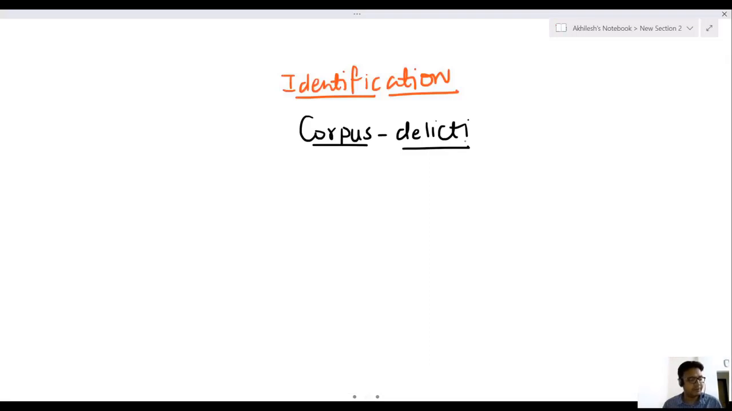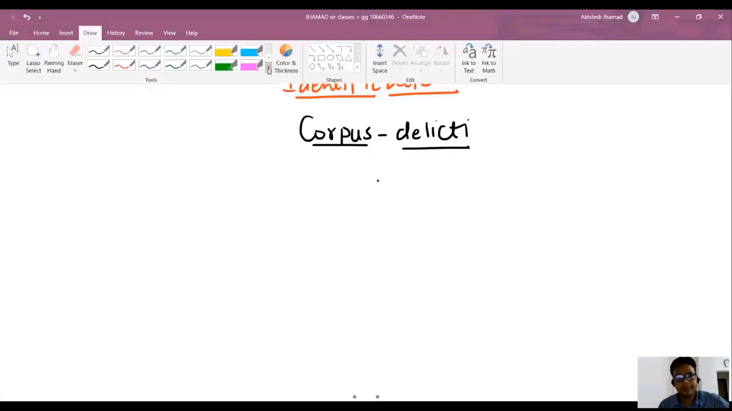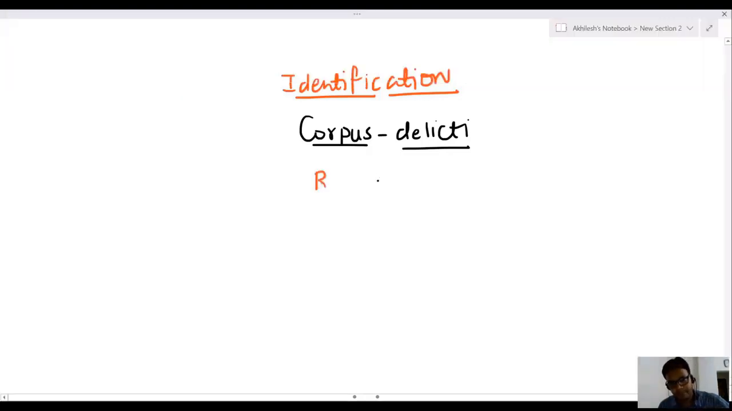What is the meaning of corpus delicti? Sir, corpus means body, and delicti means offense. If any offense takes place, like this is a body, a dead body. DB is dead body. This dead body has a knife inside.